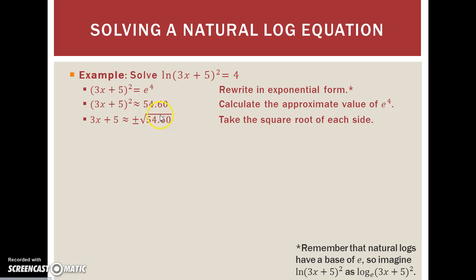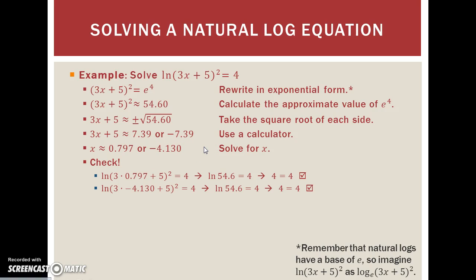Take the square root of each side. Remember, you're going to get a positive and a negative value. If we take the square root of 54.60, we get approximately 7.39 or negative 7.39. And then we just solve for x by subtracting 5 from both sides, dividing both sides by 3. X is approximately 0.797 or negative 4.130.